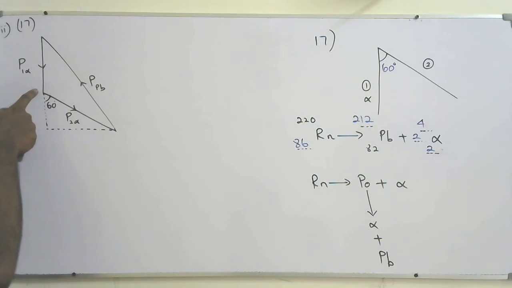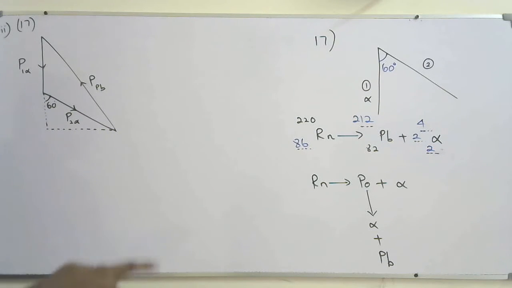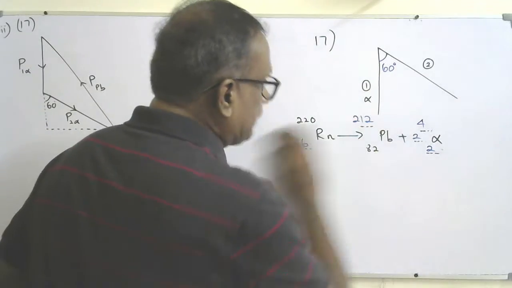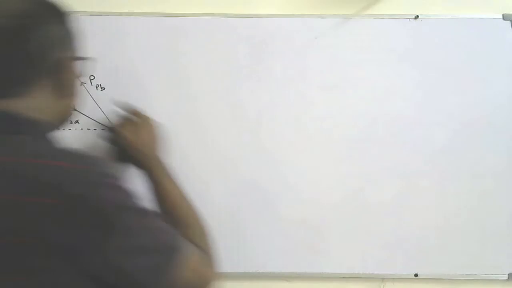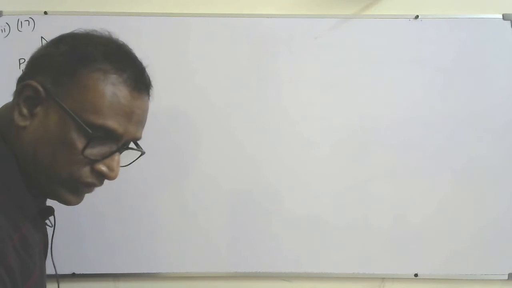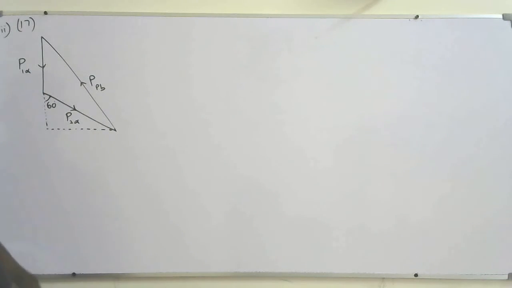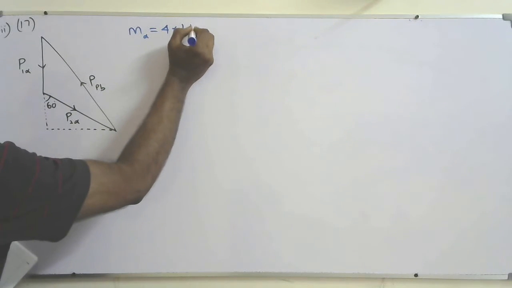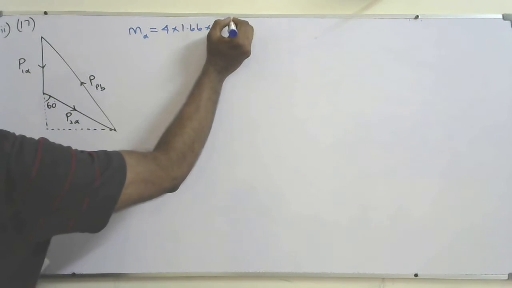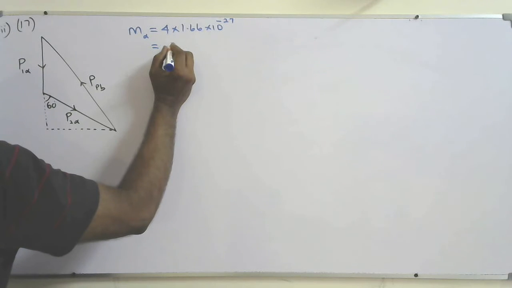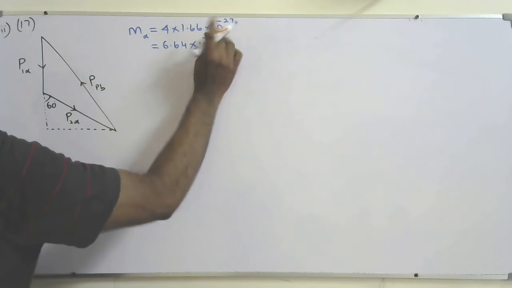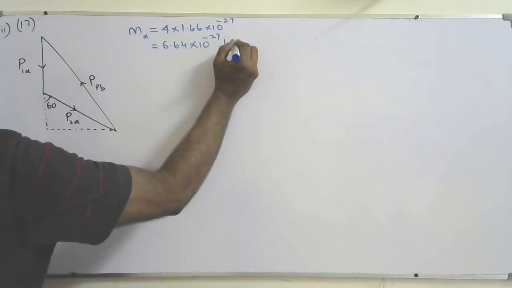So this is the vector diagram. We drew it in the previous part, part 2: momentum of the alpha, momentum of the second alpha, Pb. So we need to find the speed of the lead nucleus. How can we find it? First, the mass of the alpha particle is 4 times 1.66 × 10^-27, so that will be 6.64 × 10^-27 kilogram.